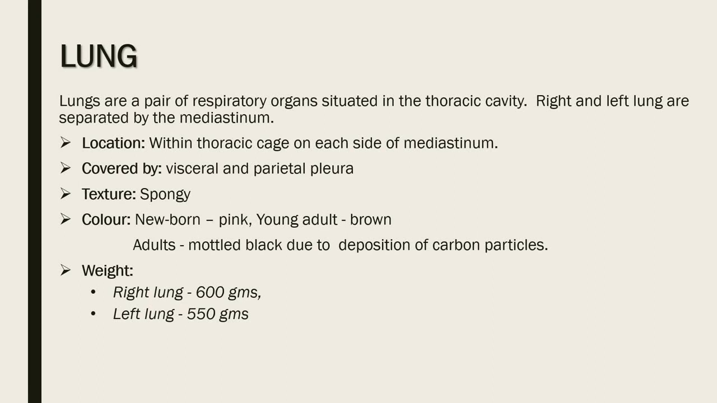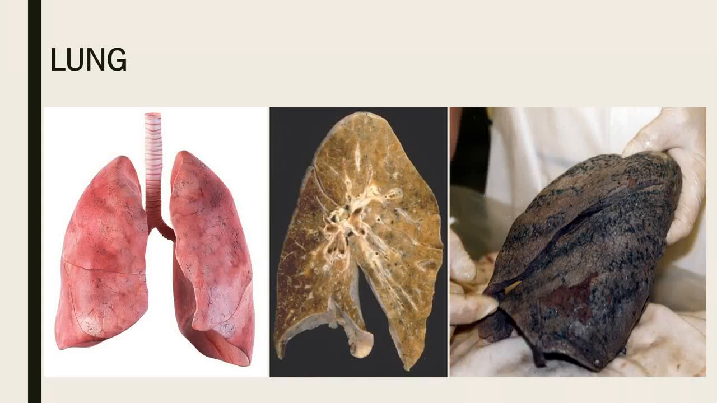Weight: right lung 600 grams and left lung a little less, 550 grams. These are pictures of lungs. We can see a pink lung of a very young person, spongy in shape, and at extremes of age, or sometimes commonly seen in smokers, the lung is black with carbonaceous particles deposited underlying the visceral pleura.